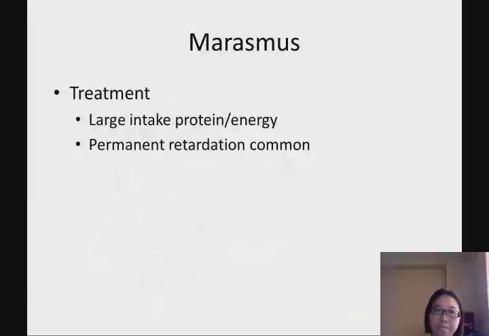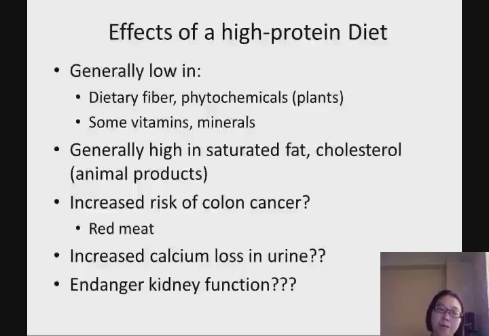Okay. So what is the treatment for marasmus? You're going to give them a large intake of protein and energy, which means everything. You also give an adequate amount of vitamins and minerals as well. So permanent retardation is very common among marasmus kids.